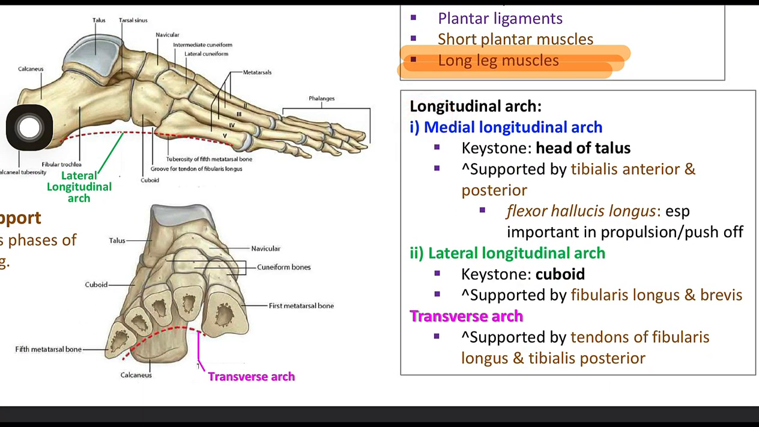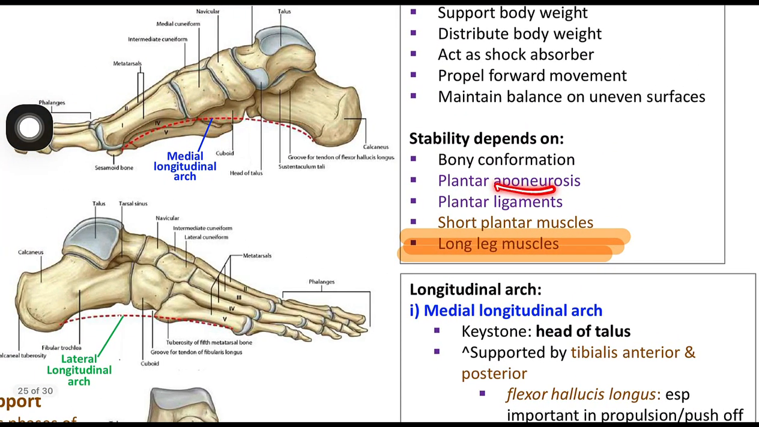Now, this arch, how do we maintain this arch? We have unique bony structure, and then we also have some soft tissue, the connective tissues, which is the aponeurosis and also the ligament. What I mentioned here is, remember I showed you some of the long tendons actually cross the foot, right? So they can also provide support. And that's why I mentioned here, long leg muscles also provide support to these arches.